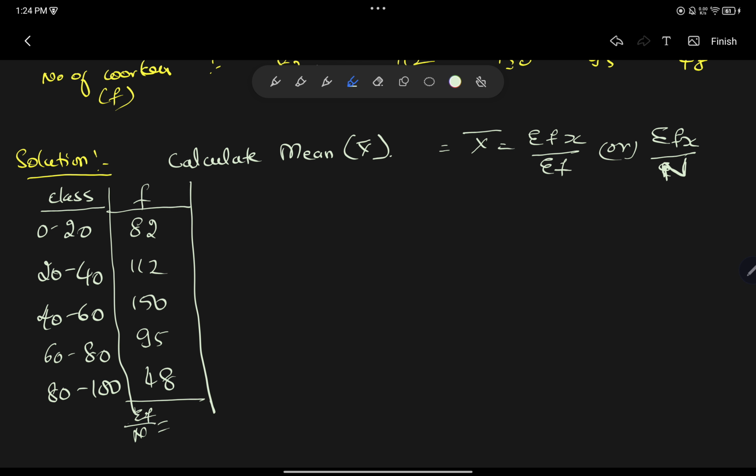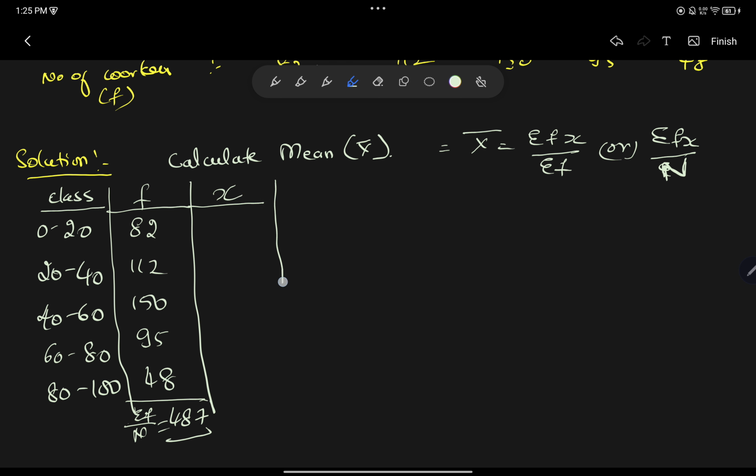What is the total? In the calculator, 82 plus 112 plus 150 plus 95 plus 48 is 487, the total. We have got f, but there is no x here. We need x, so for that we need to calculate x.